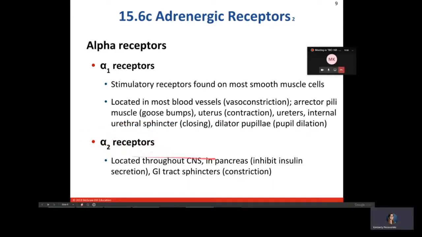Alpha 2 receptors are located throughout the brain, the CNS, and in the pancreas. They inhibit insulin secretion, and in the GI tract sphincters, they cause them to constrict. So we can see that we're constricting the GI sphincters and we're inhibiting insulin release. We're kind of decreasing some of our GI activity, because most of these alpha receptors, remember that norepinephrine is only used by the sympathetic nervous system.